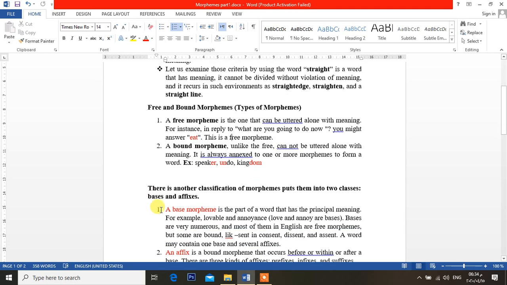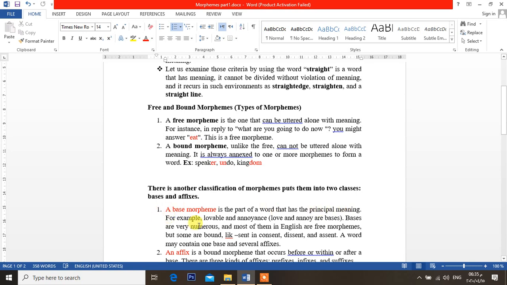This is another classification of morpheme. We have two classes: bases and affixes. A base morpheme is the part of a word that has the principal meaning. The principal means the main meaning. So a base morpheme is the part of a word that has the principal meaning, the main meaning.